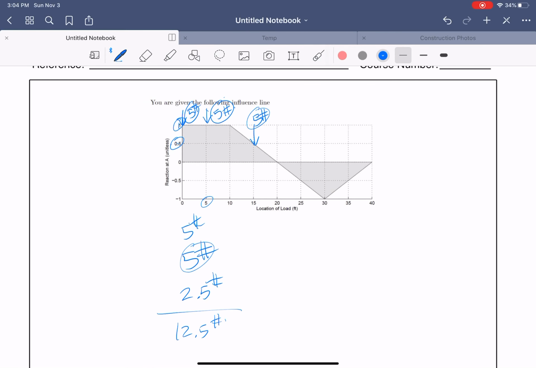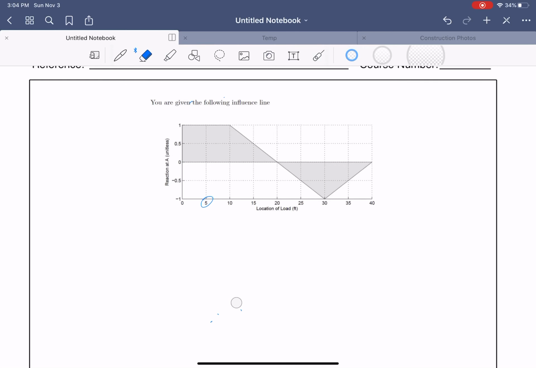Now, if you have a distributed load along this area, and let's just say that's 5 pounds per linear foot, all you're doing is just taking the area to find out what the reaction is. So it's just going to be the area times the 5 pounds per linear foot. So what is that? Well, we've got a rectangle here.